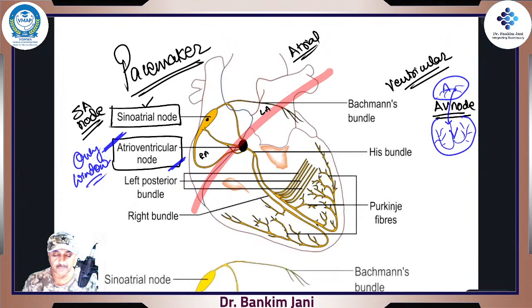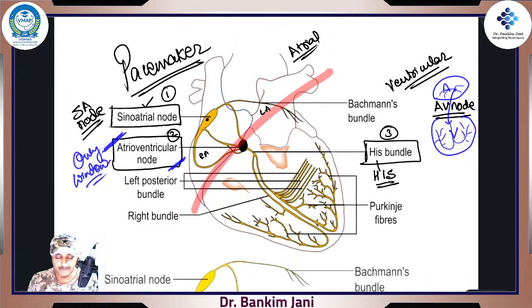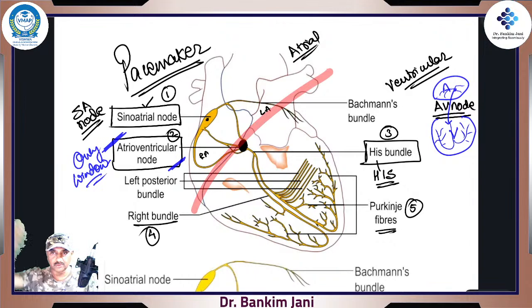The rest is all very logical: from the SA node to the AV node, this is one, from the AV node it goes to, this is two, the bundle of His. I usually write this with a capital, so that there is no confusion. This is a name, right? So this is three. And then there is the right bundle and left bundle, and they divide into all these Purkinje fibers, right? So finally things go into the form of Purkinje fibers, so that it goes into all those cardiac myocytes.